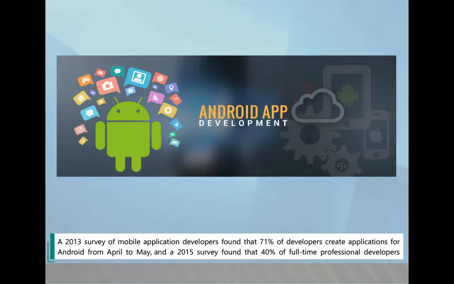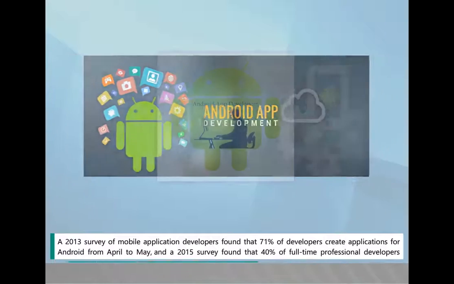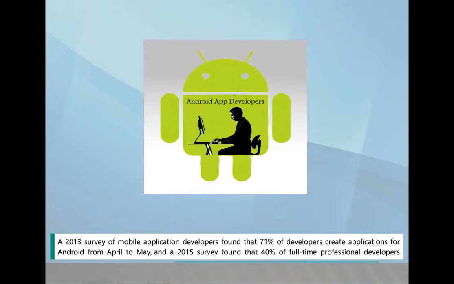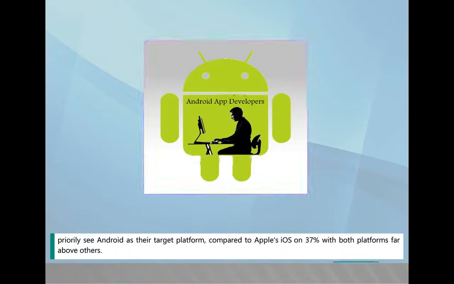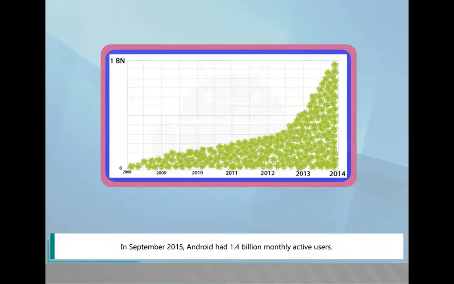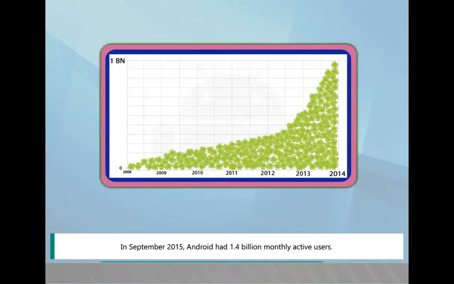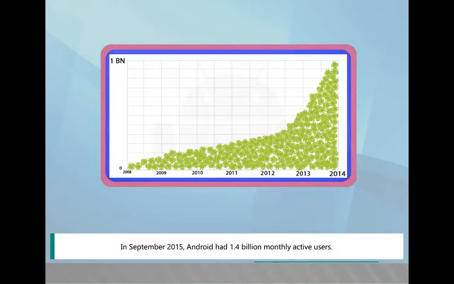A 2013 survey of mobile application developers found that 71% of developers create applications for Android, and a 2015 survey found that 40% of full-time professional developers primarily see Android as their target platform, compared to Apple's iOS on 37%, with both platforms far above others. In September 2015, Android had 1.4 billion monthly active users.